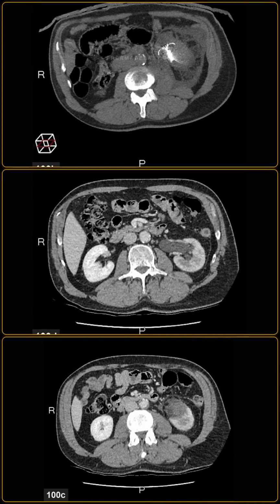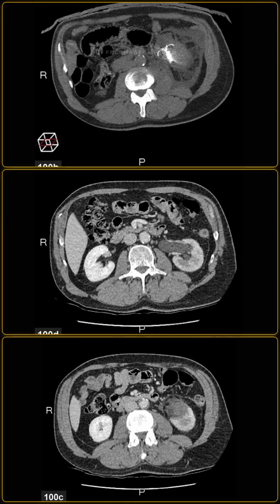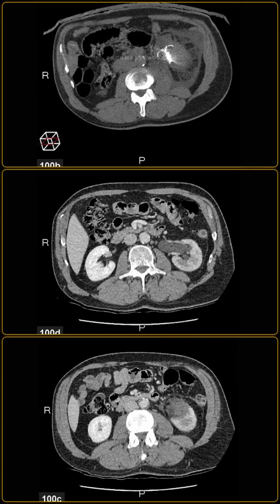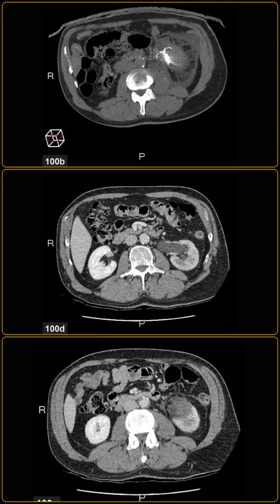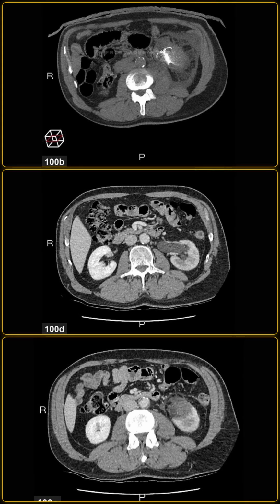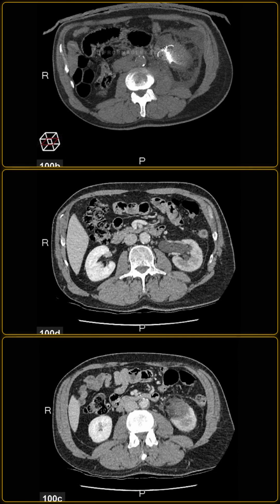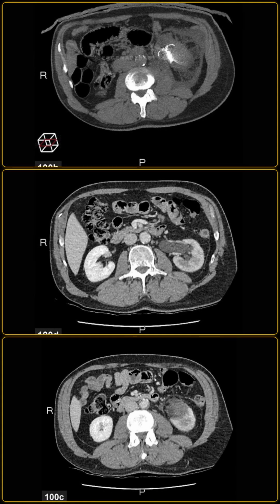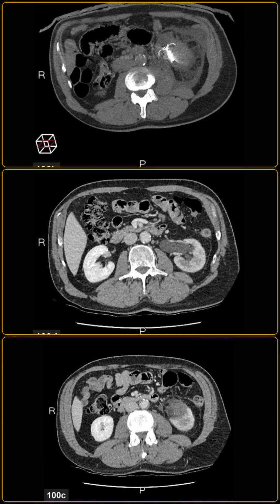How do the clinical success and complication rates of percutaneous ablation compare to surgical resection? Studies demonstrate that for small renal masses under 3 centimeters, percutaneous ablation achieves equivalent long-term oncological control compared to partial nephrectomy. Ablation offers the distinct advantage of preserving more normal renal parenchyma, resulting in lower rates of chronic kidney disease.